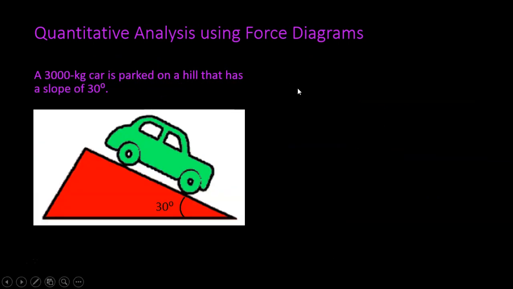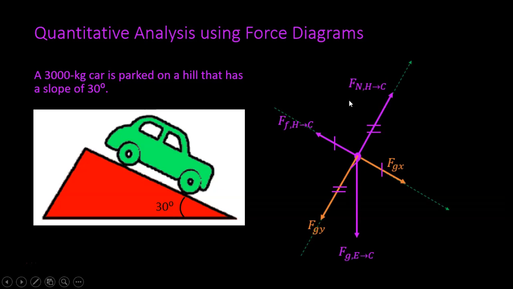In this problem, the car is parked on the hill. This will require us to rotate the axes to do the force diagram. So it's a 3,000 kilogram car, and it's parked on a hill that has a slope of 30 degrees. So here's our force diagram. We rotated our x and y axes.